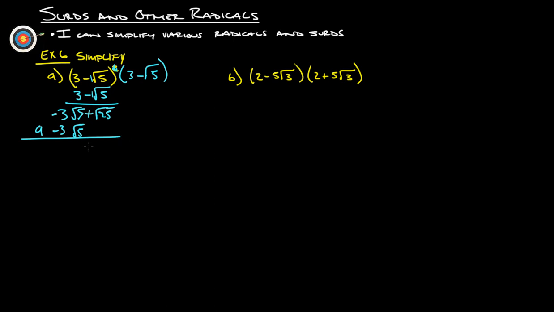And now we just add. So square root of 25, hopefully we can look at that and say, hey, that's just 5. Negative 3 root 5 and negative 3 root 5 is negative 6 root 5s. And then we have a 9 here. So 9 plus 5 is 14 minus 6 root 5 will be our final answer on that one. Okay. And then this last one.